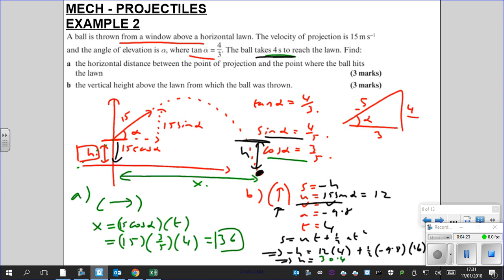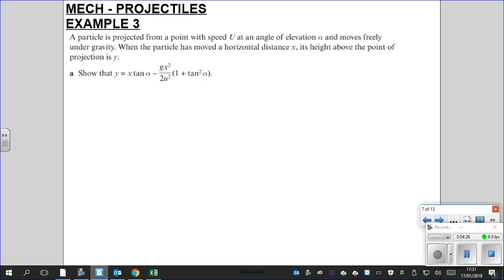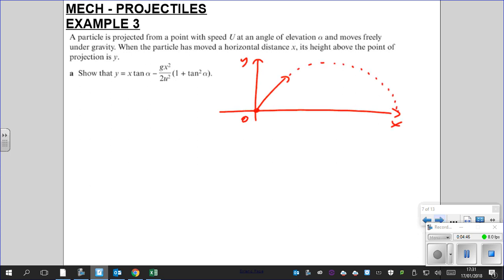Okay, next question. So this one is more abstract, but it brings us back full circle to everything that we've done so far, and what I did when I explained how the projection theory works. Because remember, for a projectile, right, we start at the origin. This is our y-axis, this is our x-axis, and we get a projectile like so. Now this horizontal velocity and this vertical velocity is known.